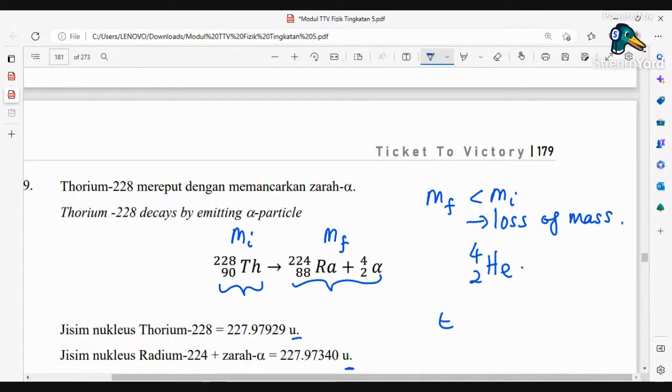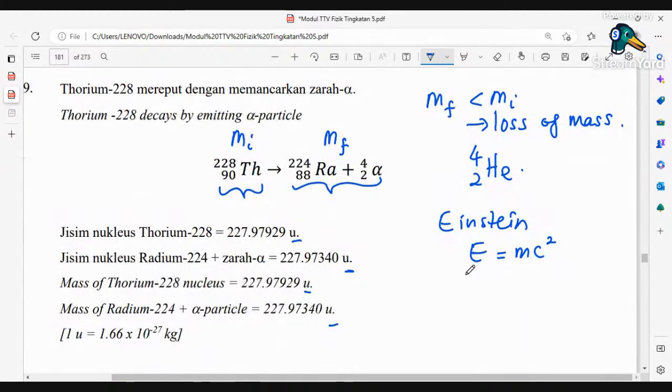According to Einstein, based on the formula E equals mc squared, the mass that is lost, or mass defect, changed to energy. Because at the same time, there is a large amount of energy produced. So where does the energy come from? It comes from the mass defect. So how to calculate the mass defect here? Delta m equals initial mass minus final mass.